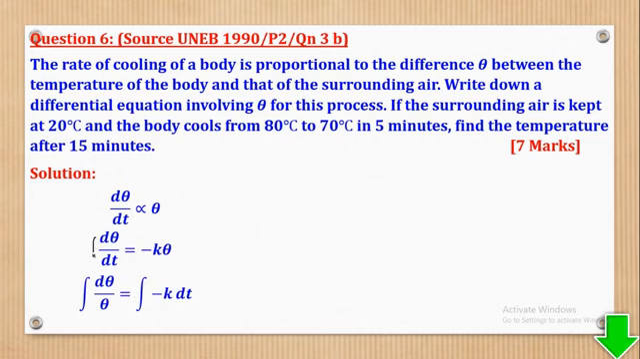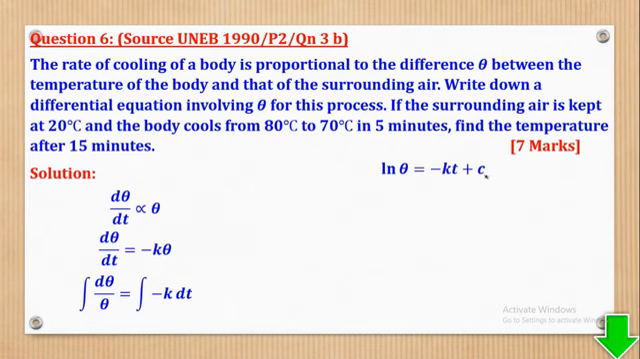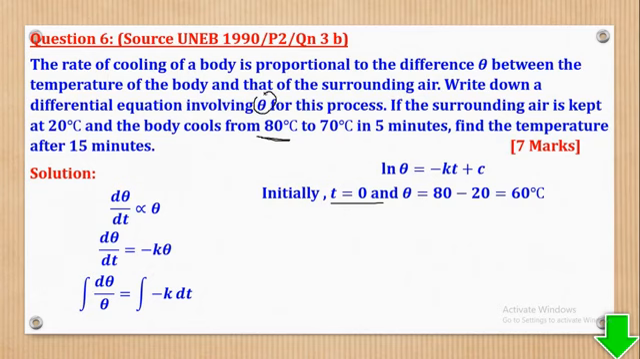Now this is a separable differential equation, so to solve it you have to separate variables and then put integrals on both sides. After that you have to integrate. This gives you this and this gives you that, plus the constant of integration. Now initially when t is 0, theta is 80. So the temperature of the body is 80, but remember theta denotes the difference between the two, so theta will be equal to 80 minus 20, which is 60.